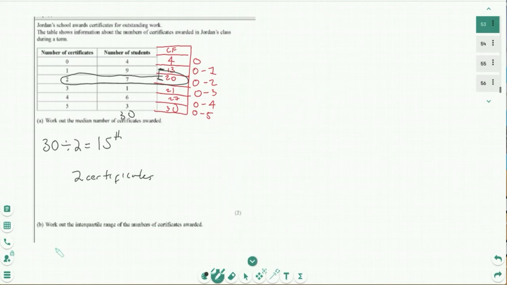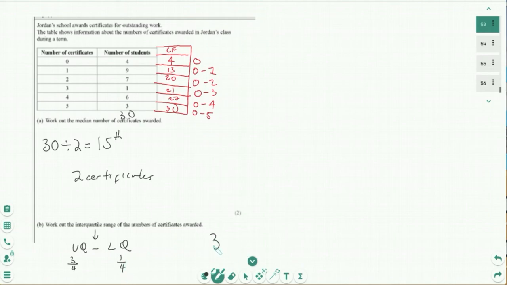So the interquartile range is very similar to the median. Okay. So we're still going to need to use this cumulative frequency chart. Let me just clean it up real quick. So same as before, there are 30 students in this class. Okay. And first of all, actually, the interquartile range is always the upper quartile minus the lower quartile. The upper quartile is the 3/4 mark, and the lower quartile is the 1/4 mark.